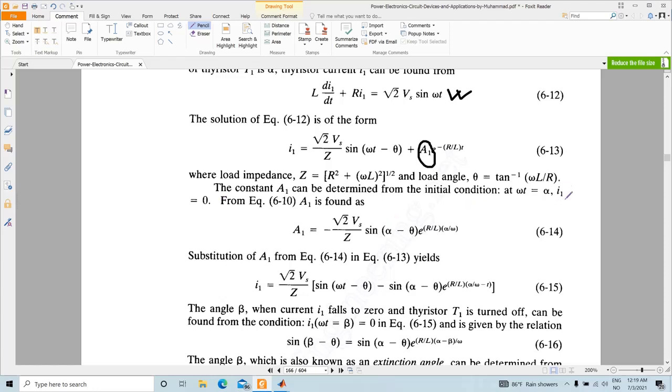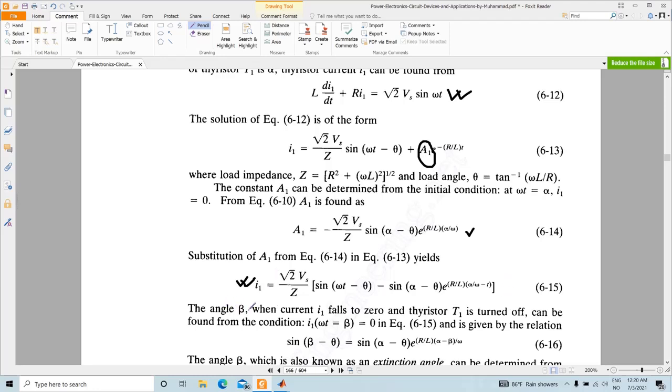So if you put I1 equal to 0, and if you replace omega t with alpha, then you get this equation, and then you can calculate the value of A1. And then if you replace the value of A1 with equation 6.13, then you end up with the current equation in the thyristors, which is I1, the equation like this.